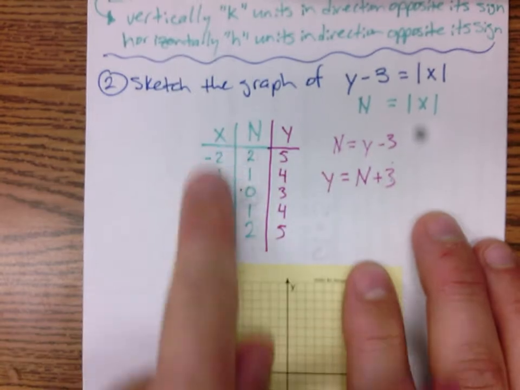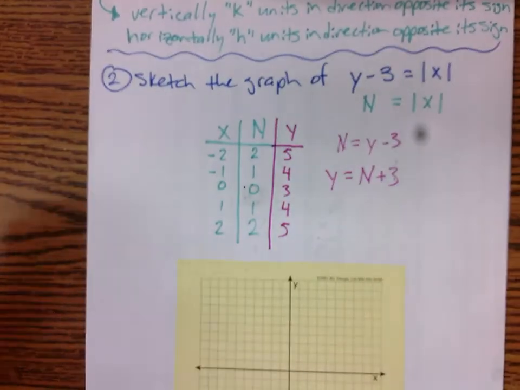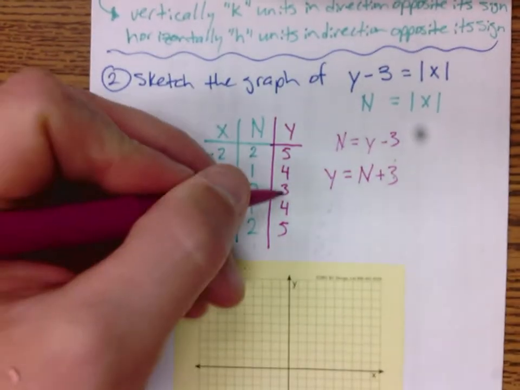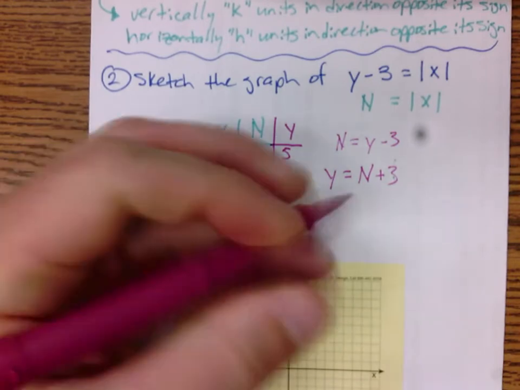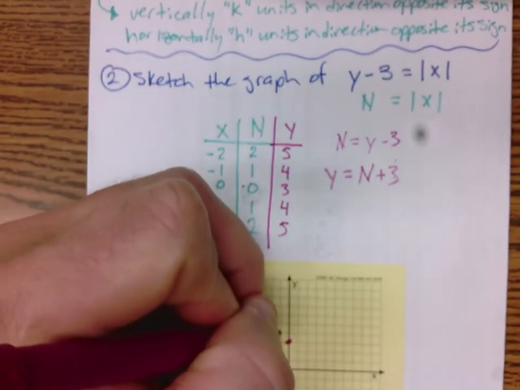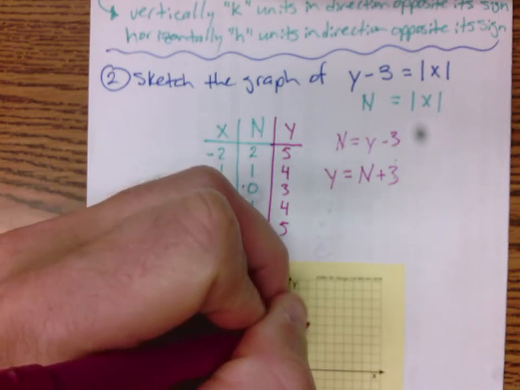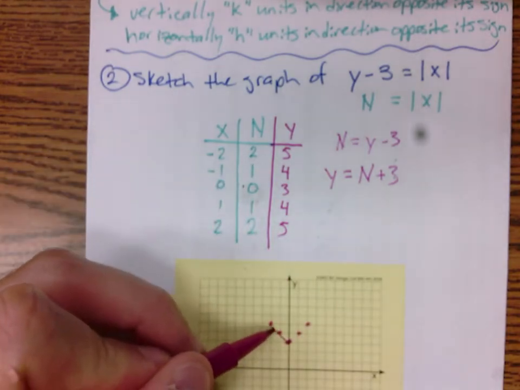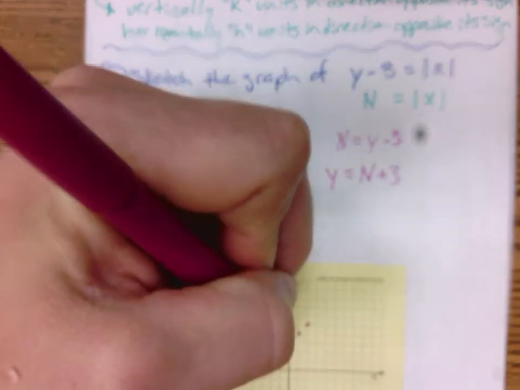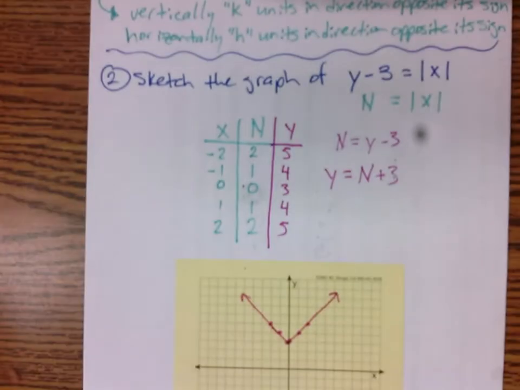So here's my inputs and outputs for my actual shifted function, right? So 0 makes 3, negative 1 and 1 both make 4, so I'll just do that. And then same here, negative 2 and 2 make 5. And we've got that familiar V shape of the absolute value graph. And again, it's just been shifted up 3 units.